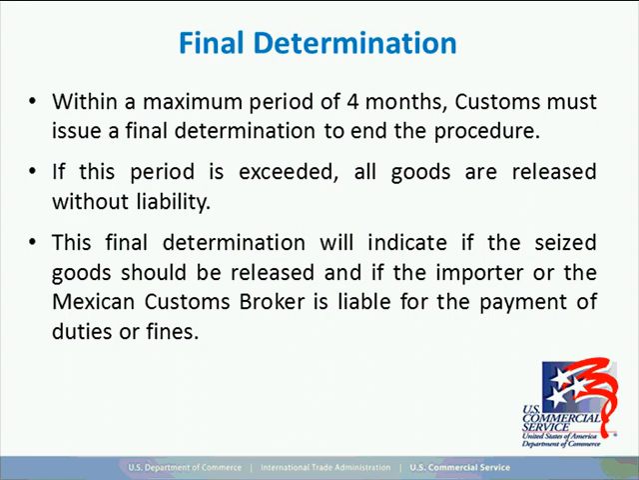Final determination. As we said, an administrative procedure has to be initiated when there's an irregularity or when goods are seized. In all cases, 10 days are given to provide evidence. And after this, Customs has a maximum period of 4 months to issue a final determination to end the procedure.